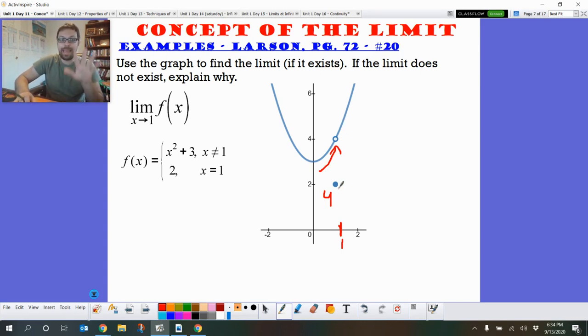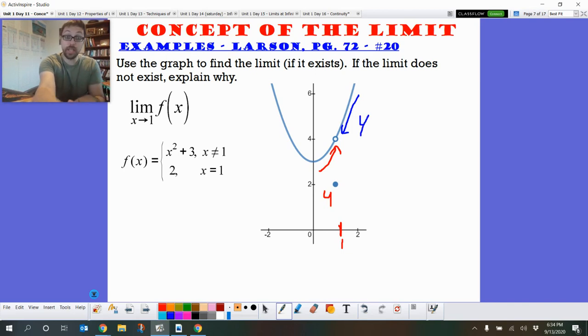But we don't care about what happens at 1. We care about what's happening as it's going towards 1. We don't care about what happens right there at this moment. When we're checking that left-hand limit, we only care about where it is going towards before it gets there, as it gets closer and closer and closer. As this gets closer and closer and closer to 1 from the right-hand side, it is also heading towards 4.